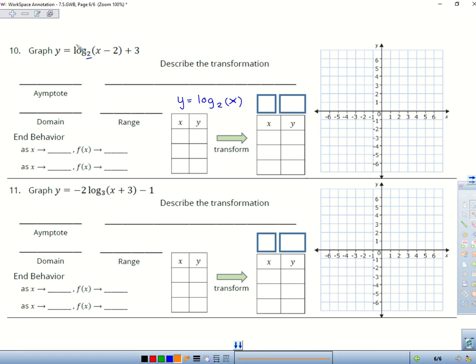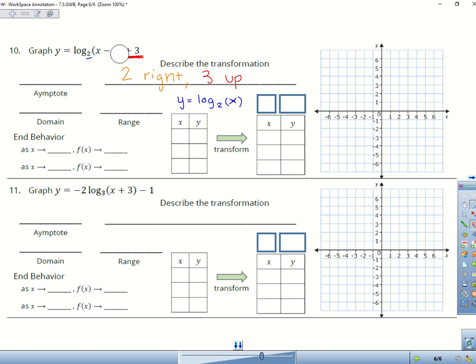I see here that I don't have any a to worry about, so I know I don't have a vertical stretch, compression, or reflection. But I do have this right here, which tells me I have a horizontal shift. Now, what do we know about horizontal shifts that's a little bit weird? The negative is positive. So it's actually 2 units to the right. But additionally, my graph is also going up by 3. Good.